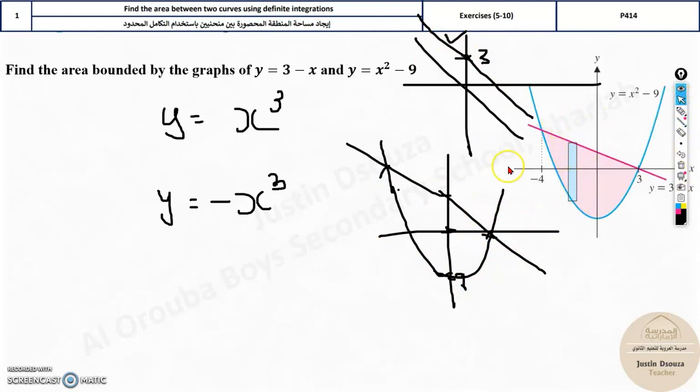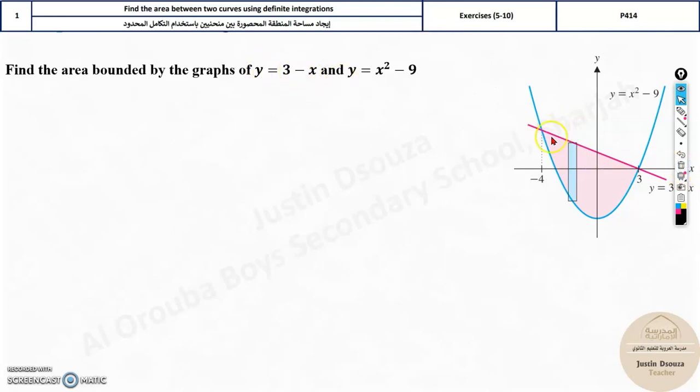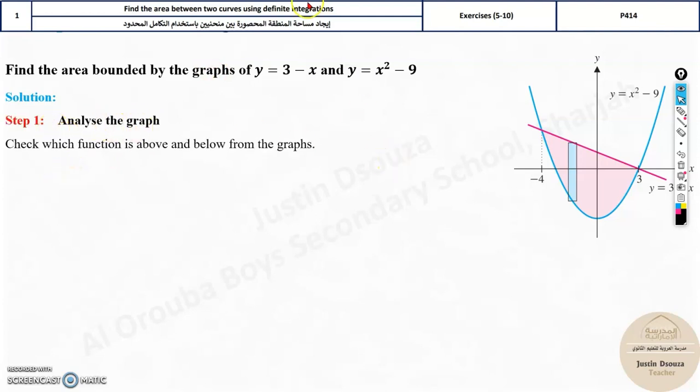And you can see the graph does not match accurately. I don't have any answers, but approximately I could draw them. So you can see the upper function is 3 minus x, whereas the lower function is x squared minus 9. I hope you're clear with the graphing, because if you do not graph, it is not possible for you to understand which is the upper function and which is the lower function. If you do not find that, you are not able to solve the problem. Now, here, you need to analyze the graph, check the upper function and the lower function.